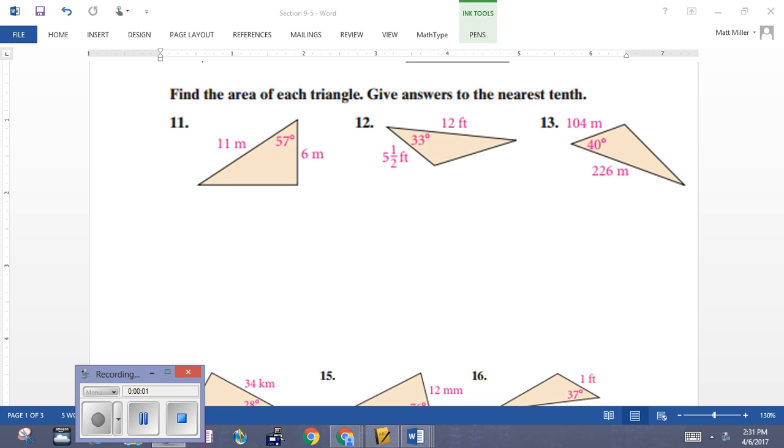All right, here we go. We're going to show you how to find the area of a triangle with a new method. Okay? So, for this new method, here's what we do. I'm going to look at number 13 from your worksheet. You're going to get this worksheet done.